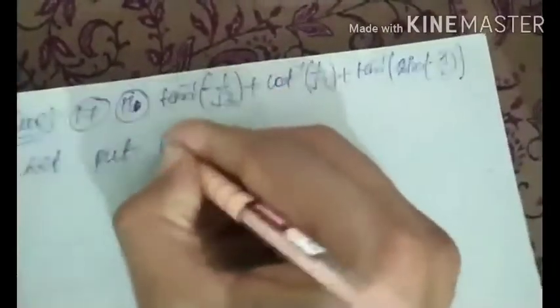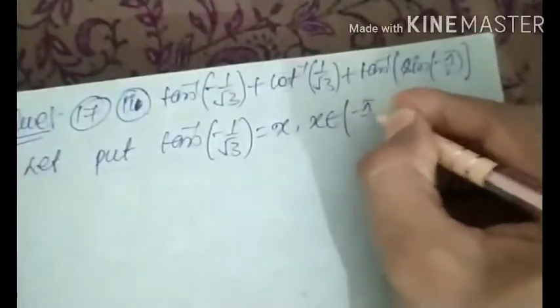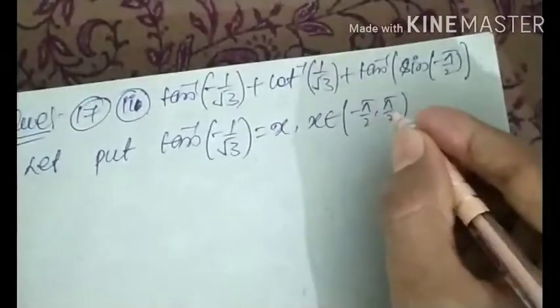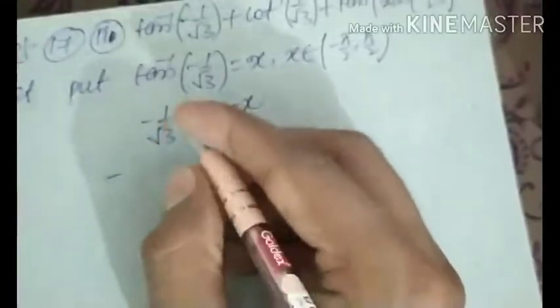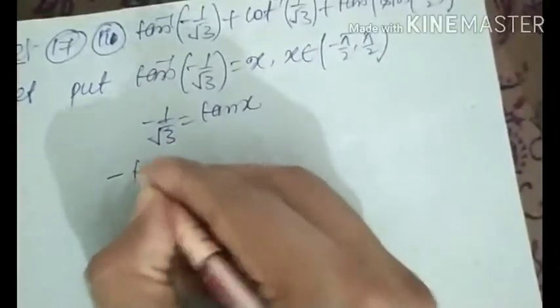We put tan inverse minus 1 upon under root 3 is equal to x, where x belongs to minus pi by 2 to pi by 2. Since x belongs to minus pi by 2 to pi by 2, we can write minus 1 upon under root 3 is equal to tan of x. The value of minus 1 upon root 3 in the form of tan: put negative as such, and the value of 1 upon root 3 in the form of tan is tan pi by 6, which is equal to tan of x.